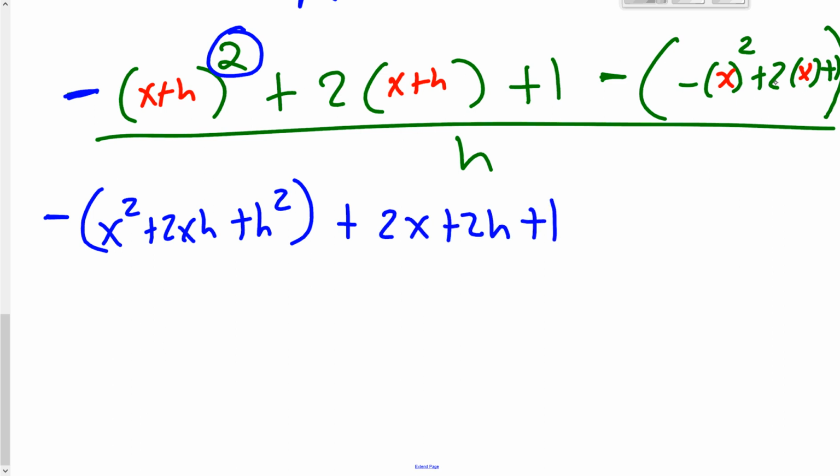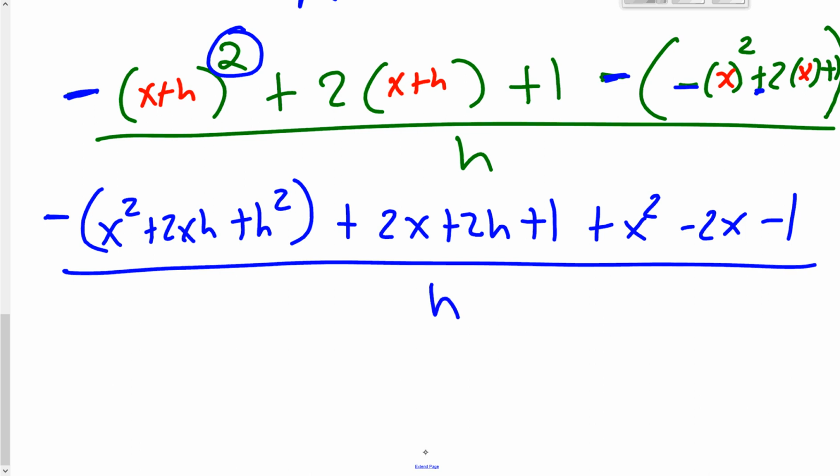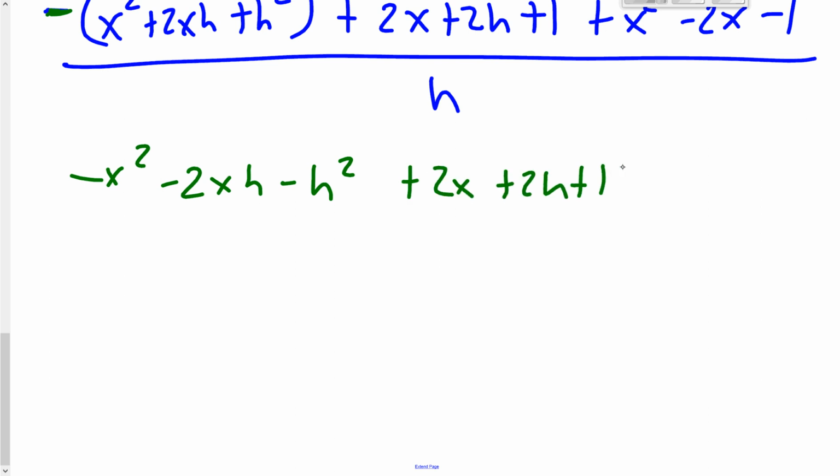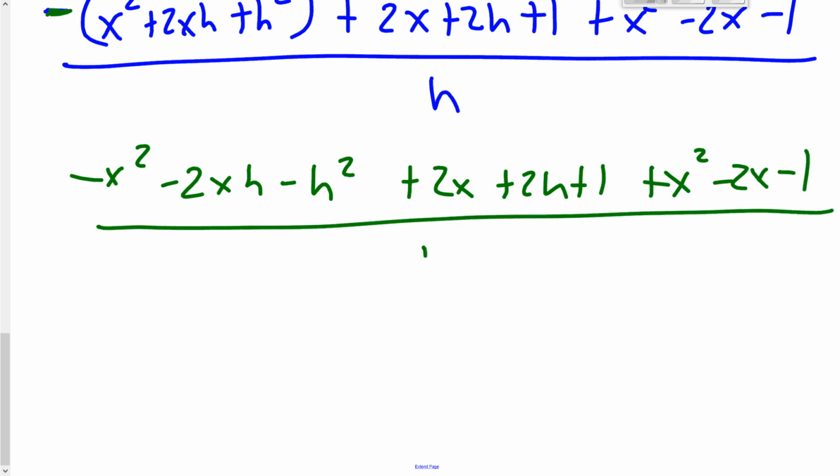Then here, because all I have is x in there, all I need to do is distribute the negative, right? So negative times a negative is a positive x squared. Negative times a positive is a negative 2x, and a negative times a positive is a negative 1, and the whole thing is over h. So now we can go ahead and distribute the negative on the outside here. So negative x squared minus 2xh minus h squared plus 2x plus 2h plus 1 plus x squared minus 2x minus 1. So it's really huge, right, over h.